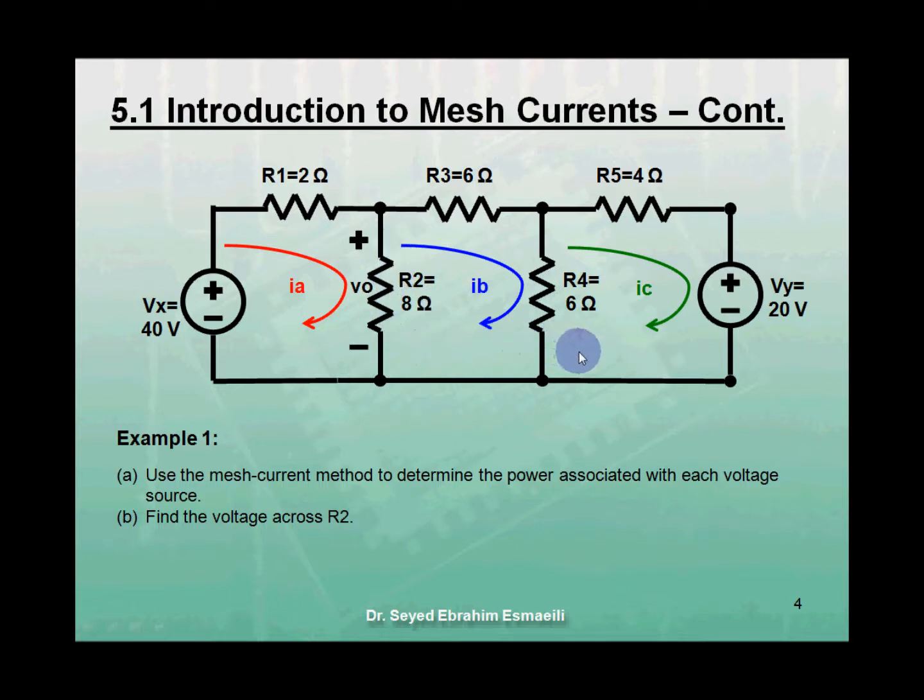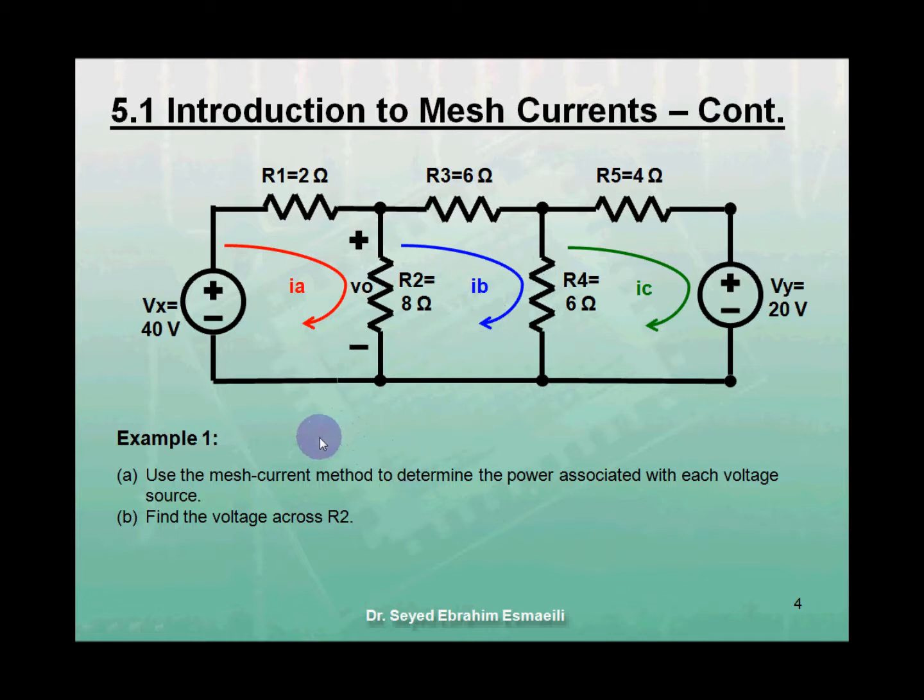The same thing applies for the third mesh. The direction of the voltage drop across R4 when we apply KVL on the third mesh will be in the direction of IC, but it will be in the direction of IB when we apply KVL on the second mesh.